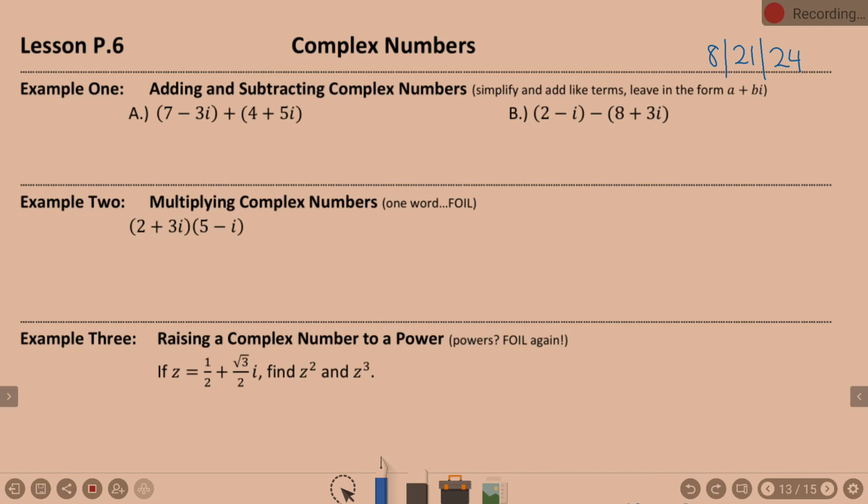Lesson P.6. Okay, lesson P.6 is complex numbers. As you guys were already discussing, as you started looking at the notes, we're talking about the i's, i representing the imaginary number in math. Remember, the official complex numbers are of the form a plus bi. Anytime you talk about imaginary numbers, they're of that form a plus bi. A complex number is a number of the form a plus bi.